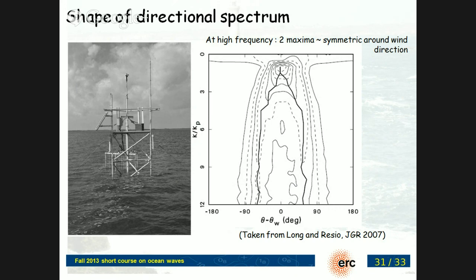So we know that there's a dependency of the wind stress on the sea state. It's not just a function of the wind speed. And we're still having some issues in having the proper shape of the wave spectrum and then the proper momentum fluxes that go into the wave spectrum.